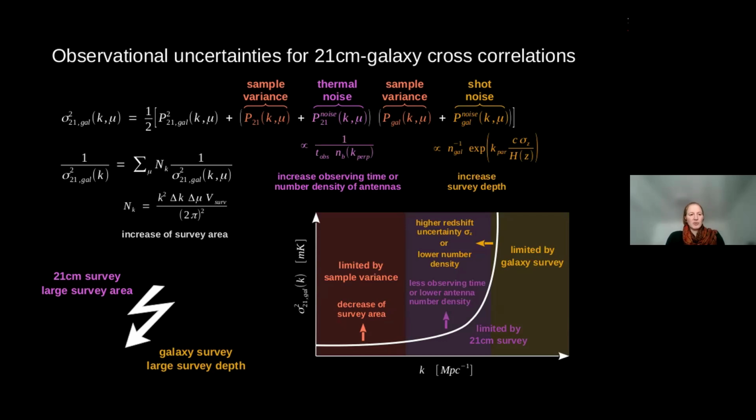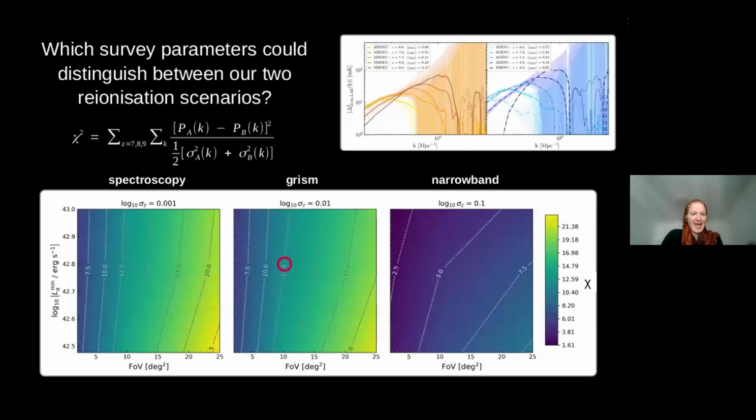So coming back to the question of how we can distinguish our two models. In the past few days, I was wondering, if I go through my survey parameters, which are the redshift uncertainties, which you see here at the top, the minimum Lyman alpha luminosity, so the depth, and your field of view, for which survey parameters could we best distinguish between, in this case, our two scenarios?